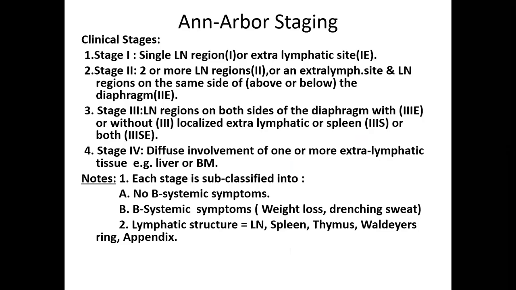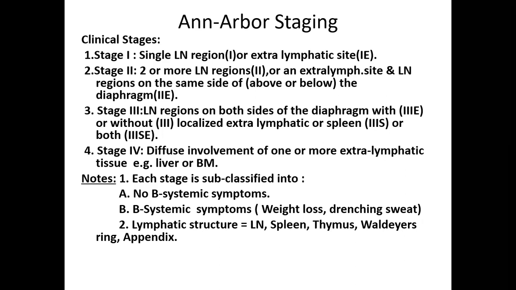The staging system that we use is called the Ann Arbor staging. We have 4 stages. Stage 1, if the patient is having single lymph node region involved. Stage 2, if 2 or more lymph node regions are involved, but they should be on the same side of the diaphragm. Stage 3, more than one lymph node region is involved on both sides of the diaphragm, above and below diaphragm. Stage 4, when there is a diffuse involvement of an extra lymphatic tissue like the liver or the bone marrow and the lung.